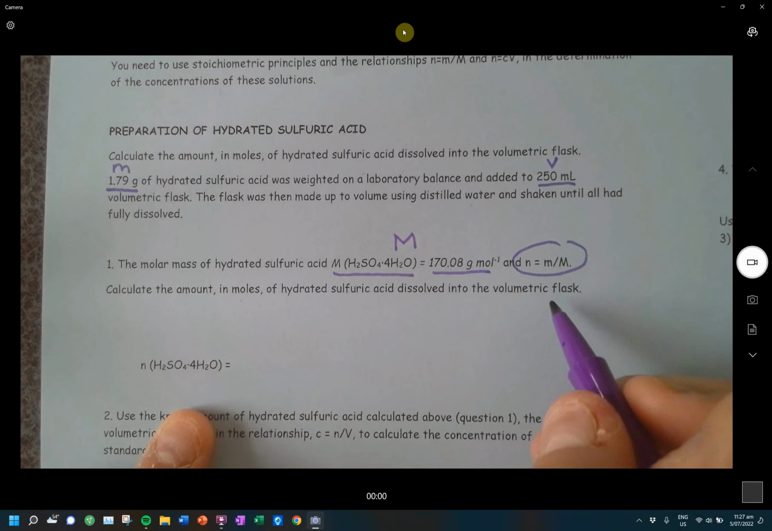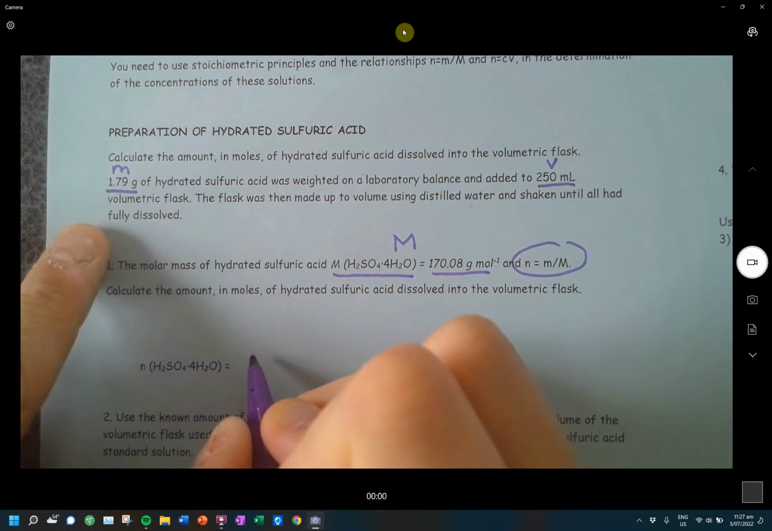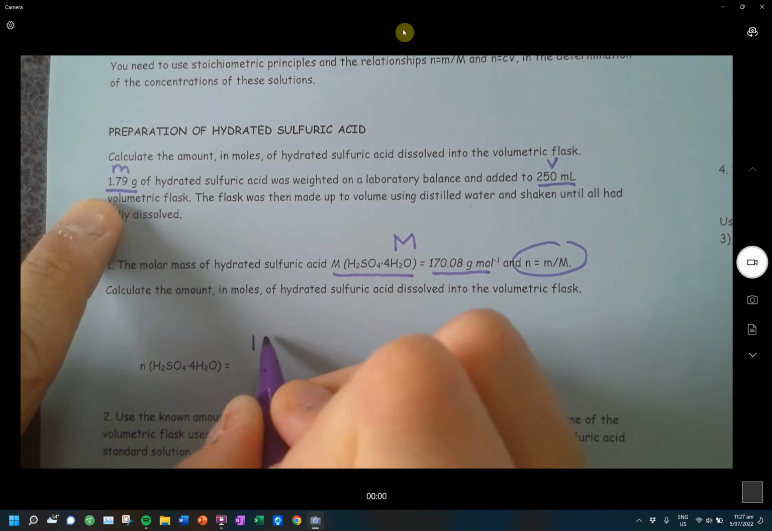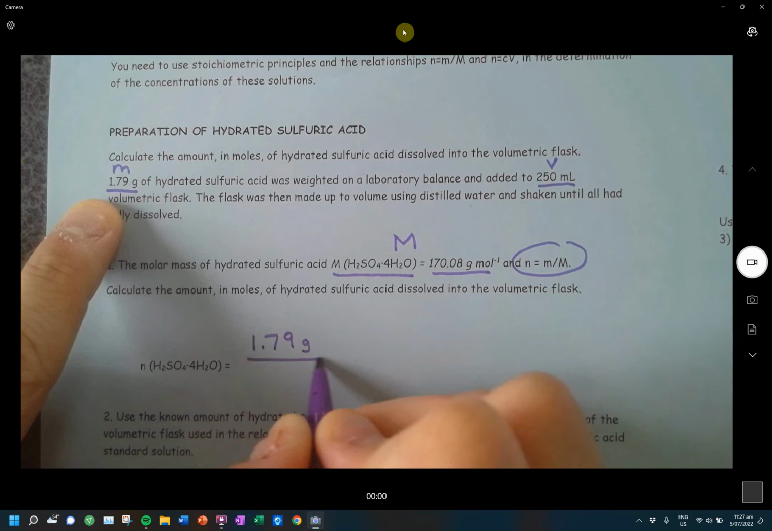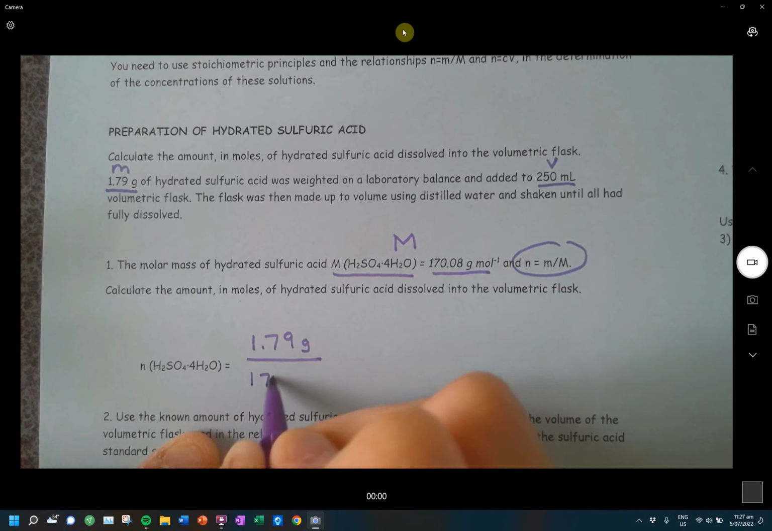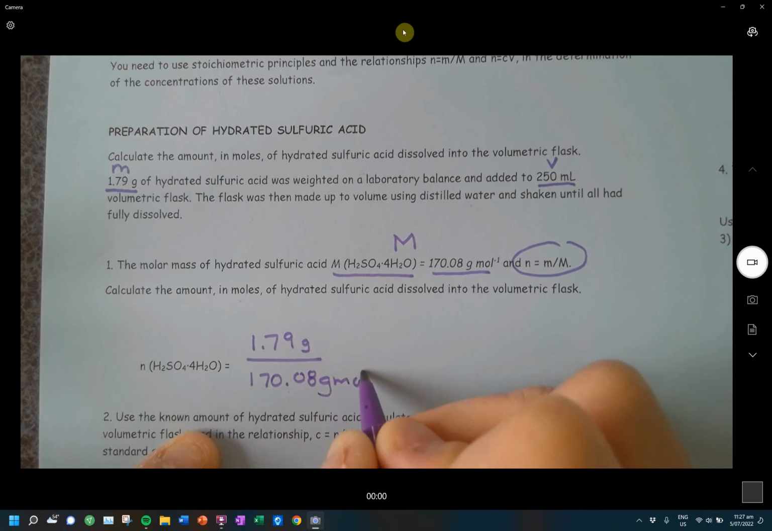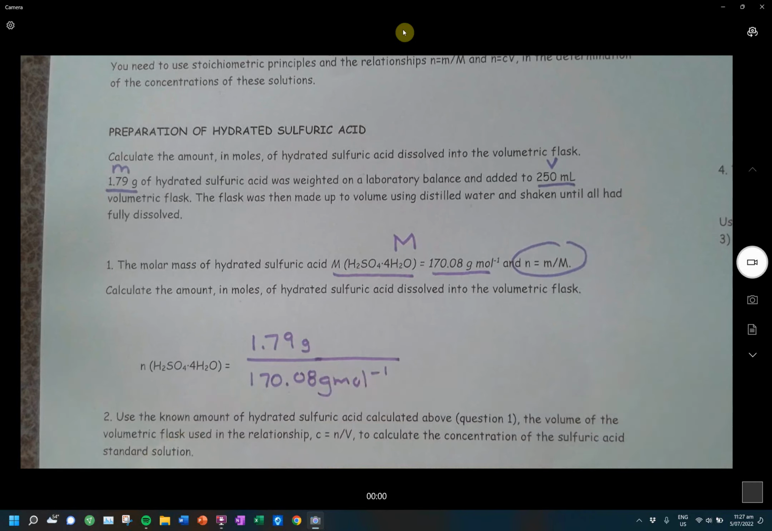So my little m is 1.79 grams. My big M is 170.08 grams per mole. I personally like to write down the units so that way I can check that I've set up my equation correctly. So grams and grams will cancel.